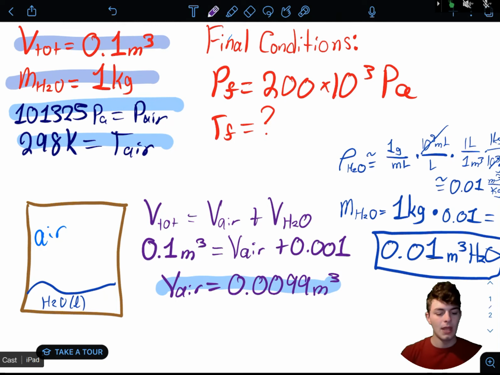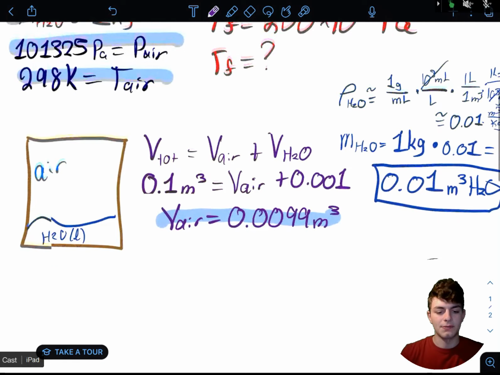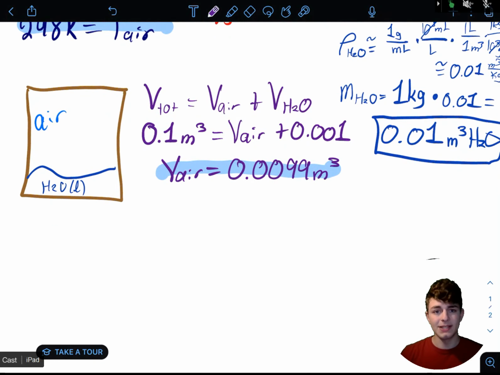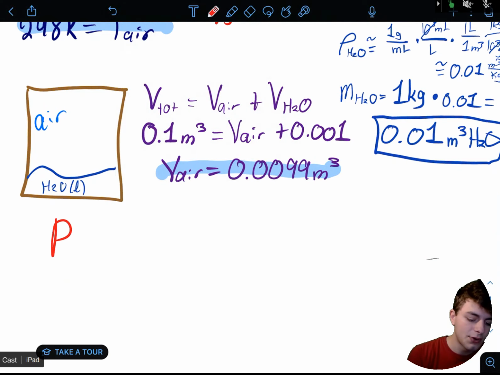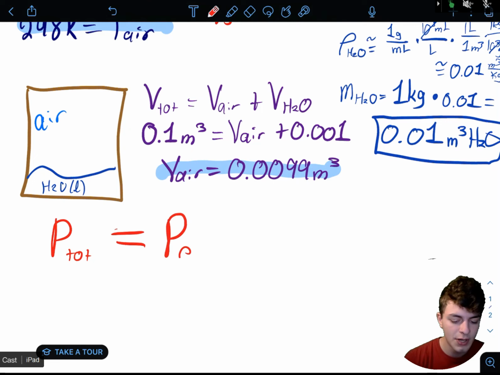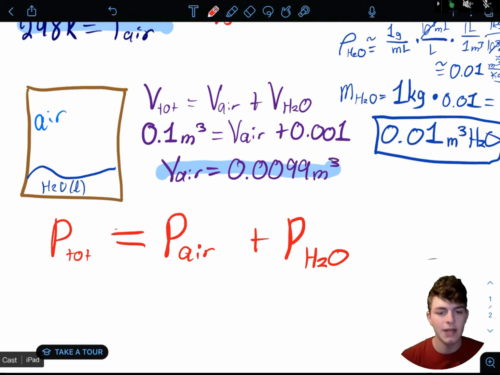Awesome. Now that we have our volume components, it's time to start looking at the pressures, because that's what we're trying to manipulate after all, the final pressure. Therefore, I think it's pertinent to write out that the total pressure of the container is going to be equal to the partial pressure of the air plus the partial pressure of the water in the headspace. Okay, cool. Now that we have these two things, we need to derive the equations for the pressure of the air and the pressure of the water.